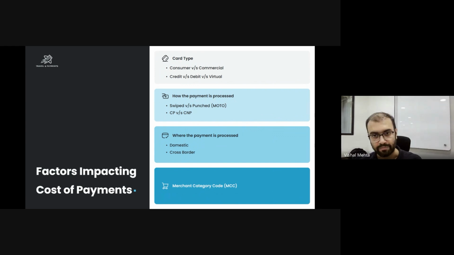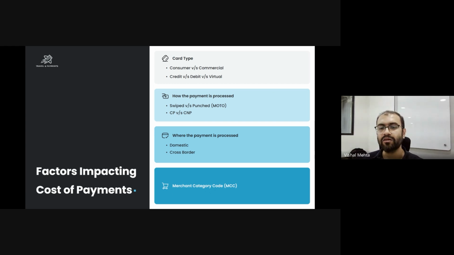First is, of course, card type. Whether it's a consumer card or a commercial card. Consumer cards are cheaper versus commercial cards, which are more expensive. The premise being that a commercial card will have a higher spending, so the networks and the acquirers and the issuers will say that I need more out of that. I need more bite of that particular food. Then credit cards are more expensive than debit cards, and of course, virtual cards are the most expensive. So whether your card type is a credit card, a debit card, or virtual card, it really depends on that, right?